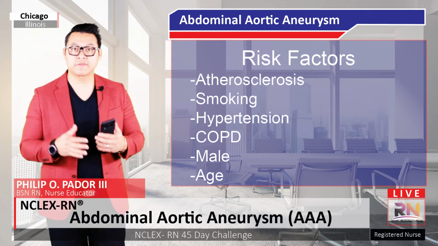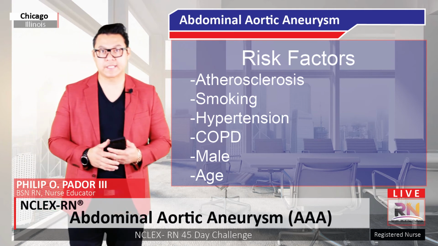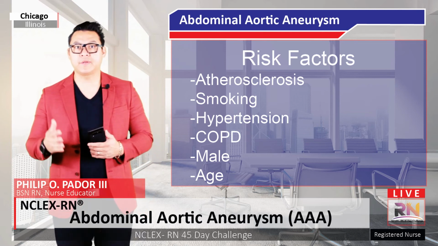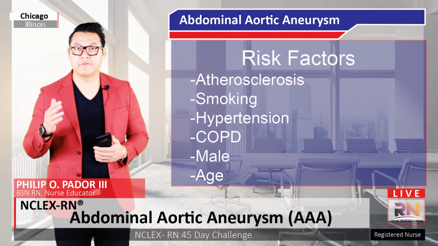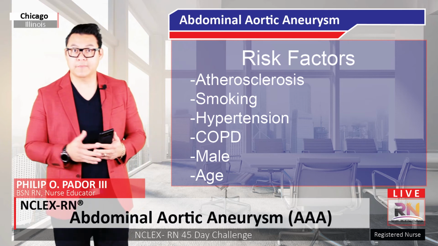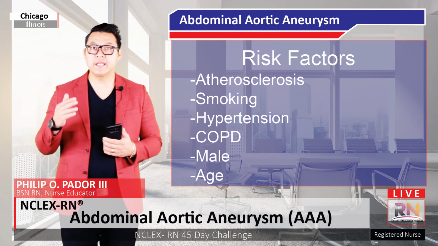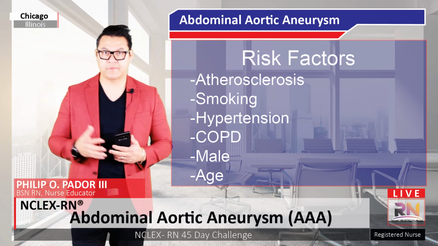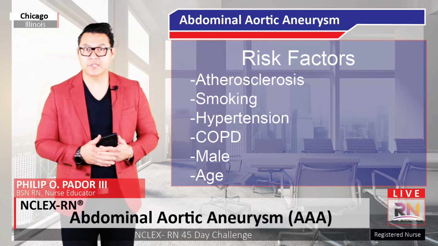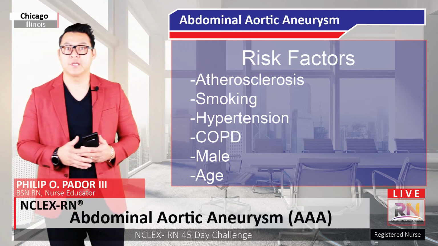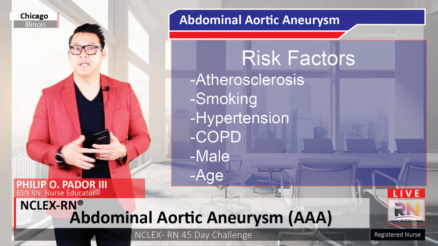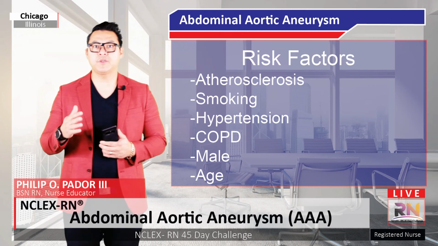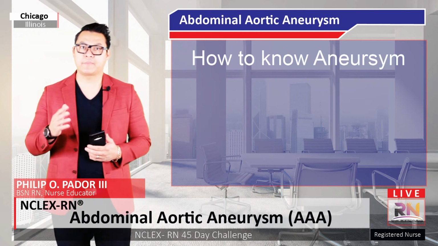Genetics is also a risk factor. When they say genetics, I'm referring to a positive family history. If you have a first-degree relative with an aneurysm, you are at an increased risk of developing an aneurysm. And there are also other genetic reasons. If you have a genetic condition that causes malformations of your collagen and elastin, that will predispose you to developing an aneurysm. How do you know if you have an aneurysm, or AAA?